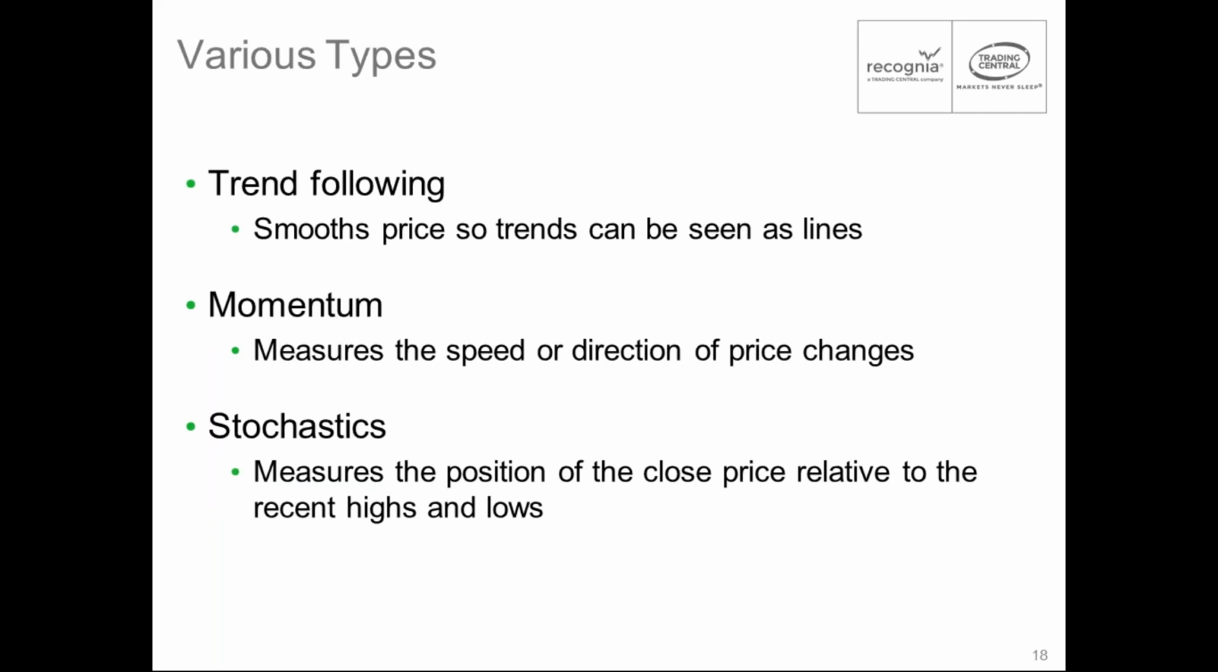Now, typically indicators and oscillators come in 3 types. We have what are called the trend following indicators, and these are basically means of smoothing the price history so trends can be more clearly seen as lines. We have what are called momentum oscillators or momentum indicators, which measure the speed or direction of price changes. And last, we have what are called stochastics that measure the position of the closing price relative to the recent highs and lows.